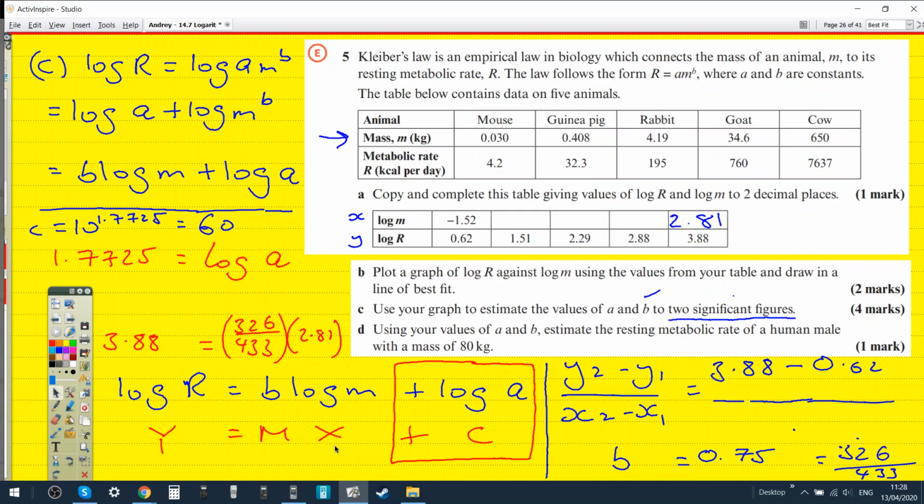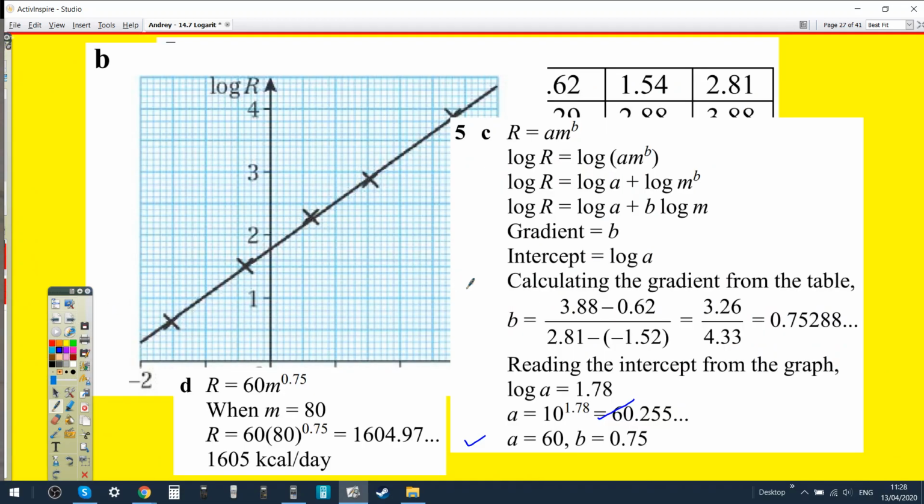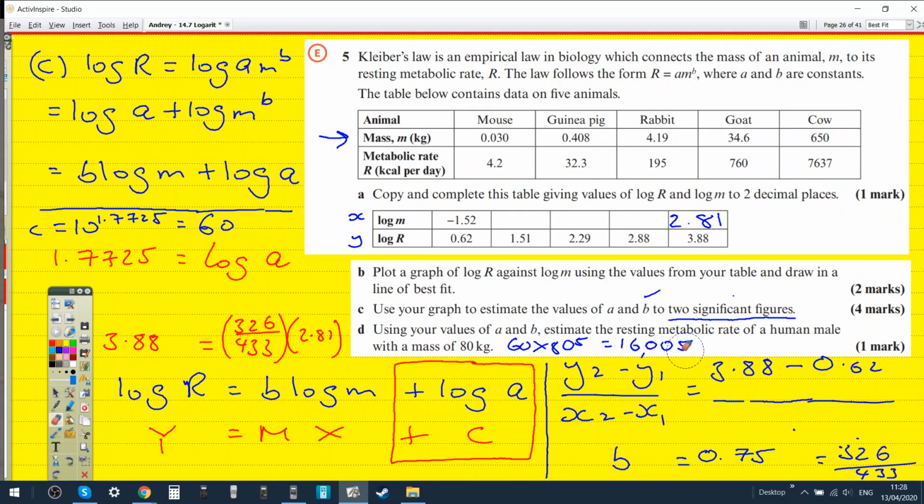Yeah. And what would you sub it into? Would I just do 60 times 80 to the power of 0.75? Yep, perfect. Go on, try that, see what you get. I got 1,604.9, so basically 1,605. 1,605. There you go. Great.